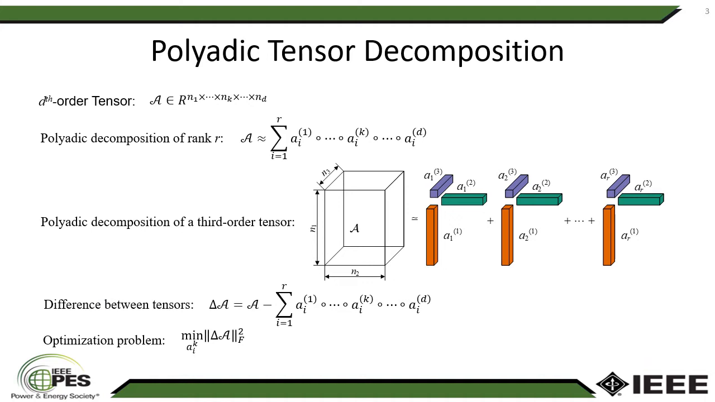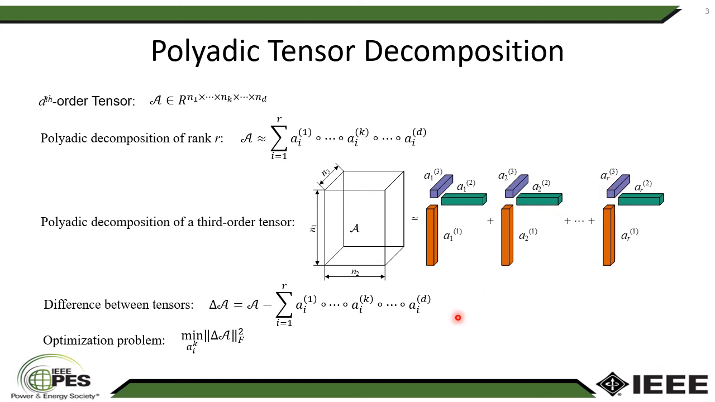Here we have the description of polyadic tensor decomposition. We start with a d-ordered tensor A, where n1, nk, up to nd are the sizes for each of the d dimensions. Polyadic decomposition is defined as the sum of rank 1 tensors up to rank r, and each of the rank 1 tensors is the outer product of factor vectors up to order d. Here there is an example of polyadic decomposition of a third order tensor. So we have the summation of rank 1 tensors up to the rank r.